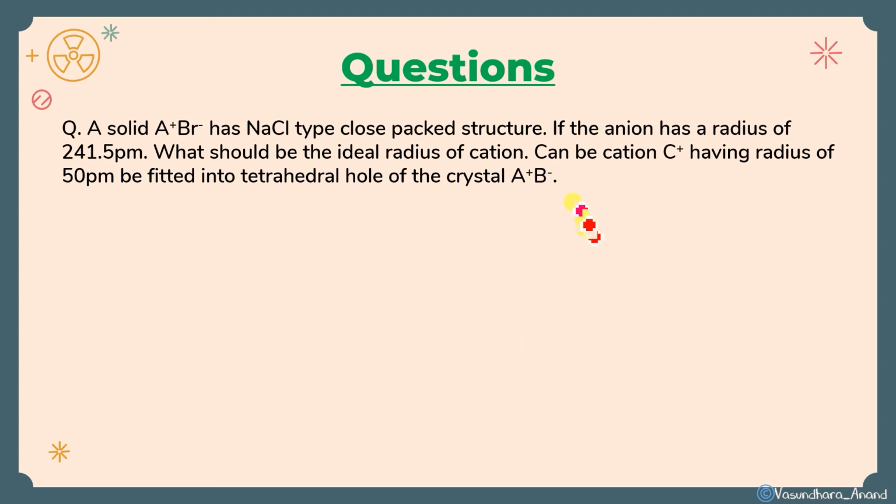See, if the anion has a radius of 241.5 picometer, the anion radius is given, what should be the ideal radius of the cation? Now look here, this is simply asking what the ideal radius should be. So for this, you will have to know the coordination number.